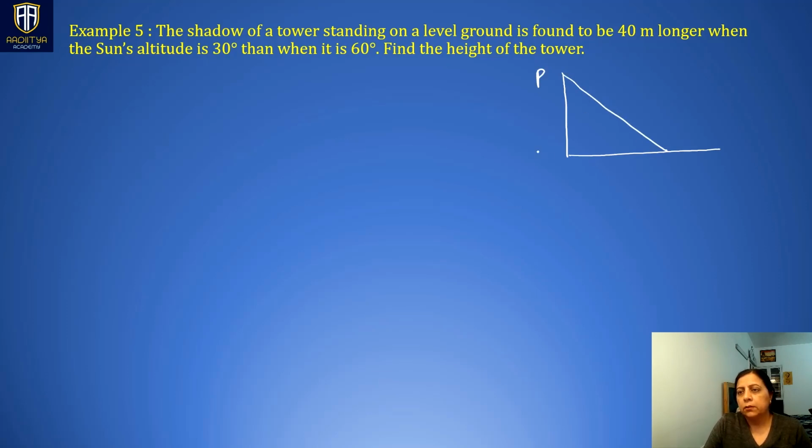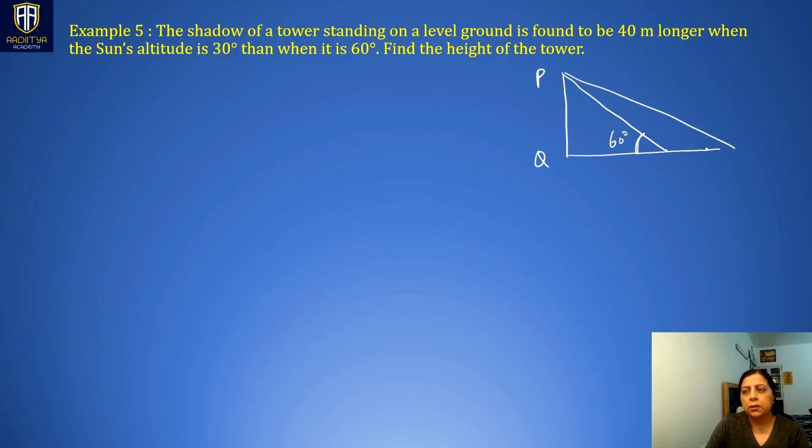Let this be the tower. Shadow of a tower standing on the level ground is found to be 40 meters longer when sun's altitude is 30 degree than when it is 60 degree. I must tell you one thing. Even if you get confused about how to make when we have two angles, you always have to remember that the angle which is closer to the perpendicular object is the bigger angle.